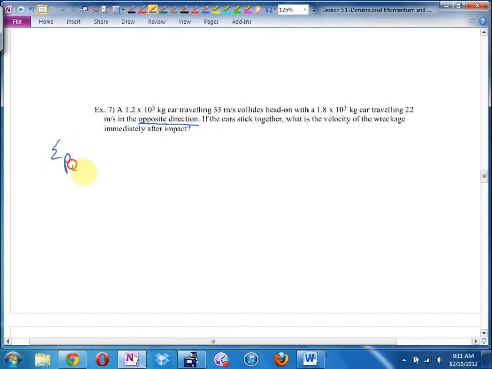The sum of all the momentum before the collision equals the sum of all the momentum after the collision. Before the collision, what's moving? Mass 1, mass 2, or both? So I'm going to have momentum 1 initial, momentum 2 initial. After the collision, what's moving? Mass 1, mass 2, or both? Both. Stuck together or separate? If they're separate, I'd have momentum 1 final, momentum 2 final. But they're stuck together, so let's go momentum, both, or all, final.